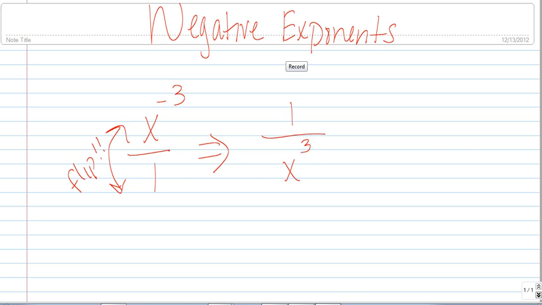Okay, so let's try another one. Let's say that I have 1 over y to the negative 4. Now, it's on the bottom. So let's flip it. And remember, when you flip it, you change the sign from negative to positive on the exponent. So now this will become y to the 4. Elevator exponents, you can either go up or down. Depending upon where it is in your original problem, when you flip it, it's going to go either up or down. In this case, it started off on the bottom. When we flipped it, it went up to the top and we made it positive. You don't have to put it over 1 if you don't want to.